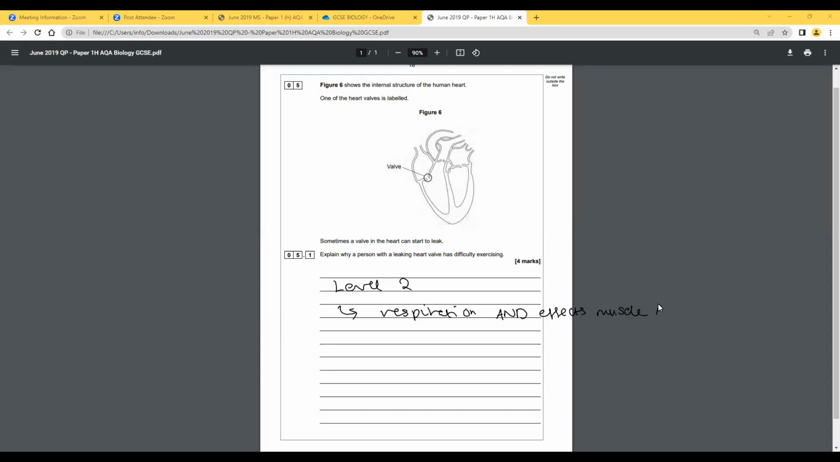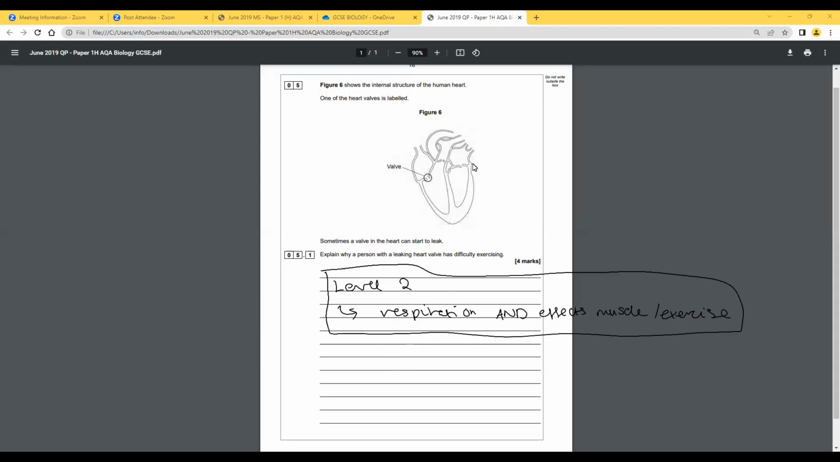So it's all well and good that you know what the valves do, etc., but you have to link it to respiration and exercise as well. You won't be getting either 3 or 4 marks if you don't link your knowledge to both of these things. And the difference between getting 3 marks and 4 marks is just your quality of writing and how you set it out.